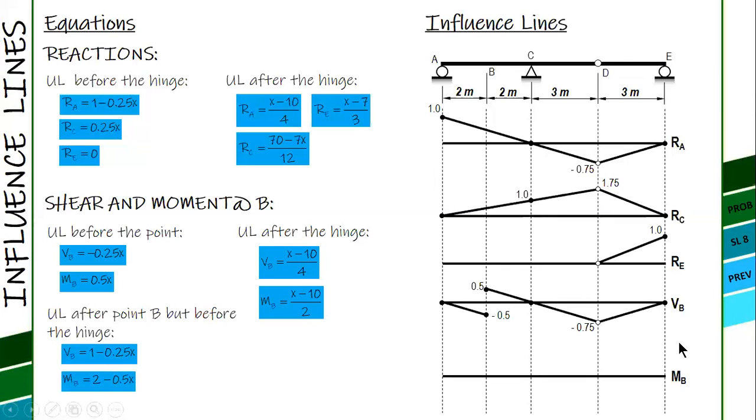And for moment at B, same lang, 0 to 2, 1, and then 2, 4, 7 na x, 2, 4, 7, and then 7 to 10, and then connect nyo. So this is the answer for the given problem.